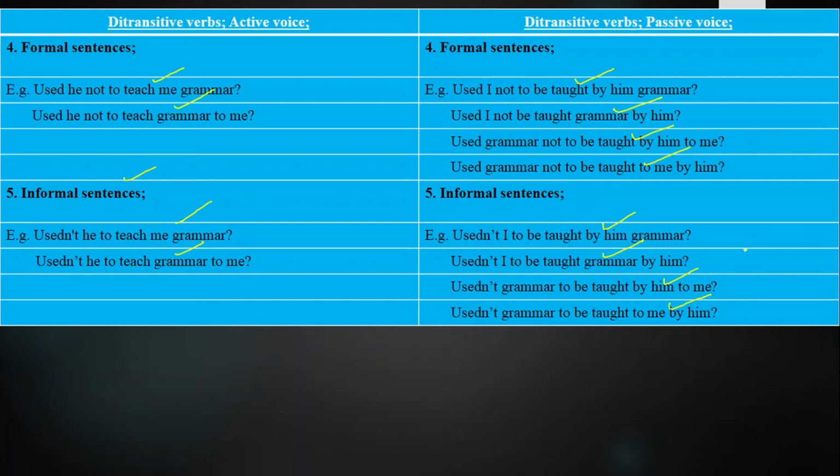So these are the informal sentences of ditransitive verbs from active voice into passive voice with modal auxiliary verbs will, would, and used to as a structure, and how you are going to change them from active voice into passive voice.